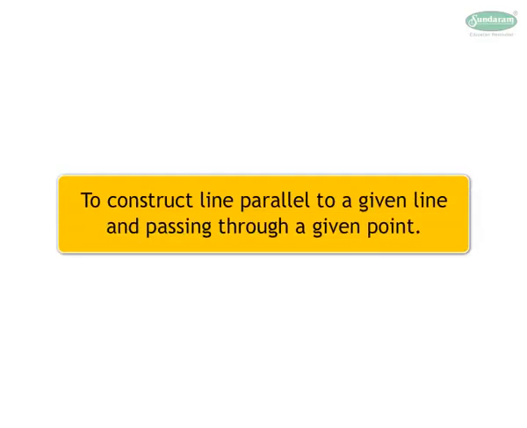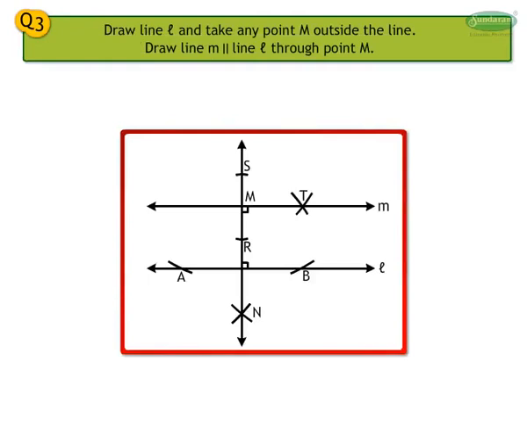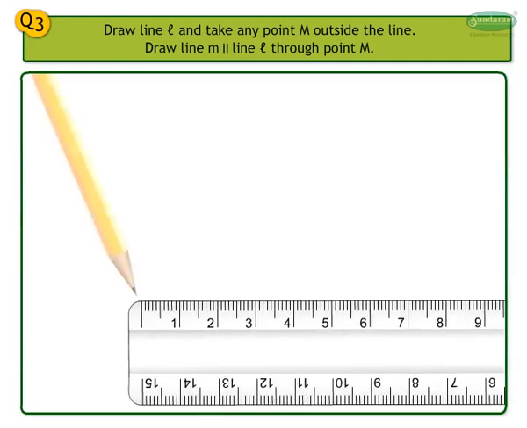Now let us construct line parallel to a given line and passing through a given point. Let us see the steps of construction. Solve example 3 of exercise 7.1, question 3. Draw line L and take any point M outside the line. Draw line M parallel to line L through point M. Let us see the steps of construction.